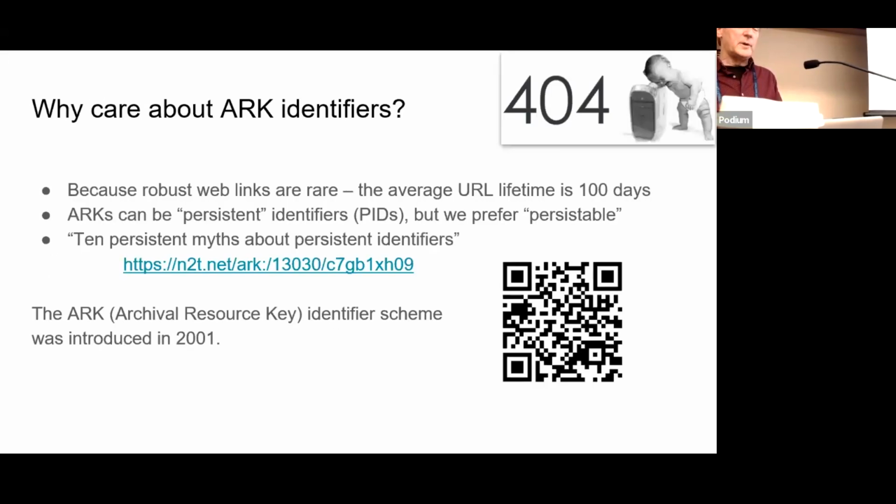So why should we care about ARKs? The average lifetime of a URL was once said to be 100 days. At the end of its life, a URL link breaks, usually giving you the dreaded 404 not found error that most of us have seen. So irritating as that is, it's a minor disaster for memory organizations. So ARKs can serve as robust links, also historically known as persistent identifiers or PIDs.